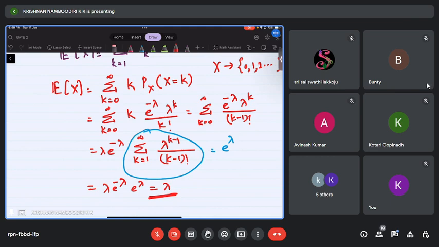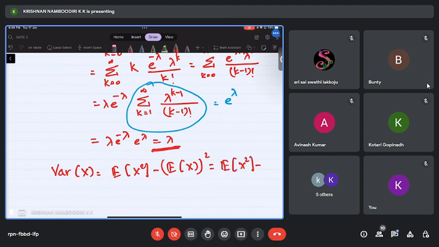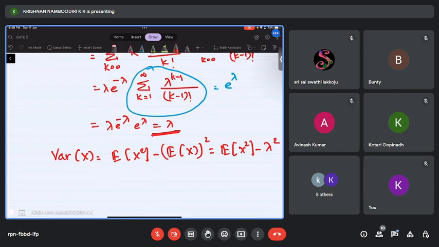Now if you do, you will get the variance of the Poisson random variable is also nothing but lambda. Okay, let us do that. Before that, variance of x, we have seen in the previous case, is expectation of x square minus expectation of x the whole square. What does that mean? Expectation of x square minus, in this case, lambda square. Agree? Expectation of x is lambda.